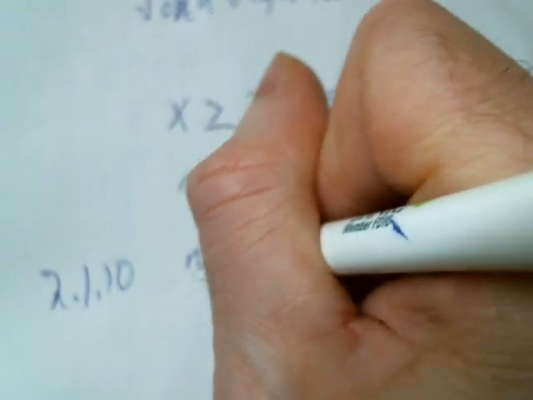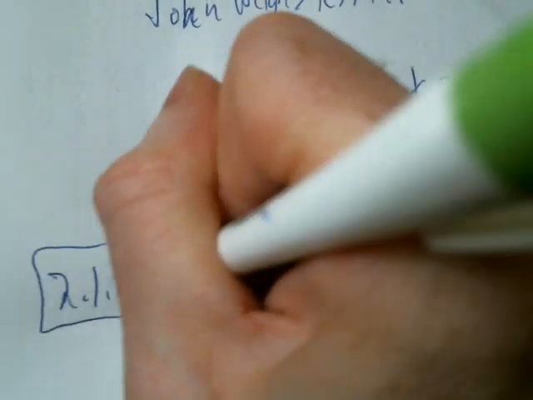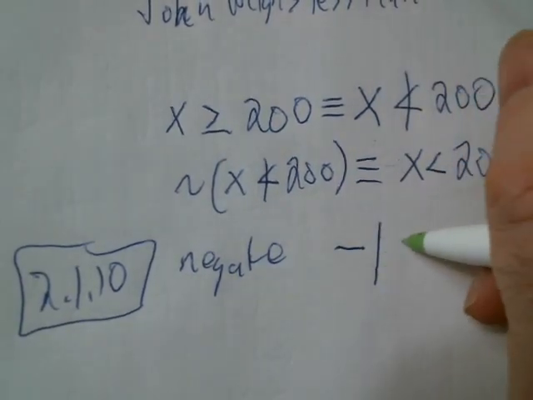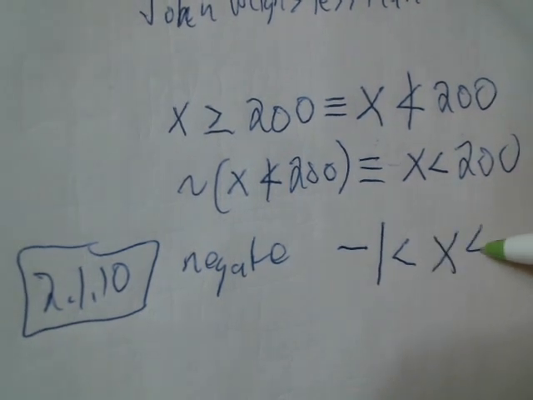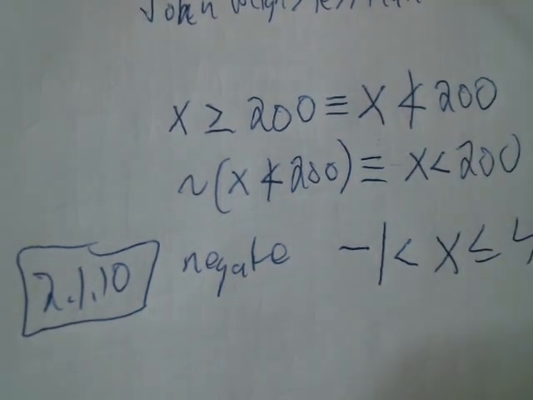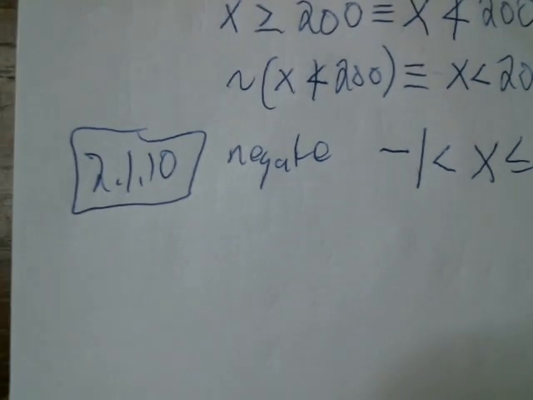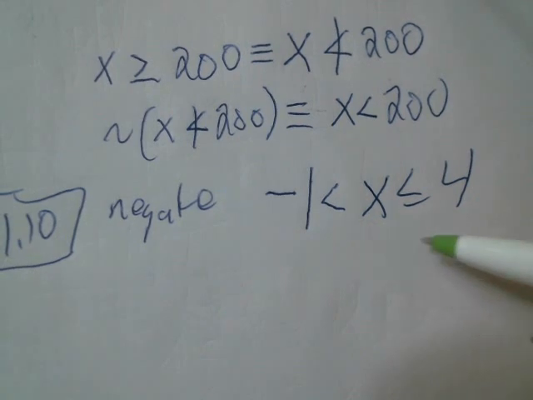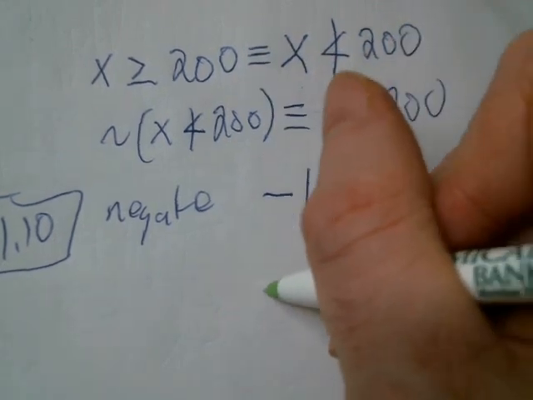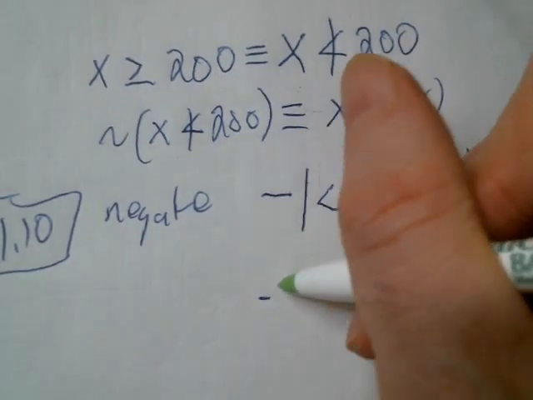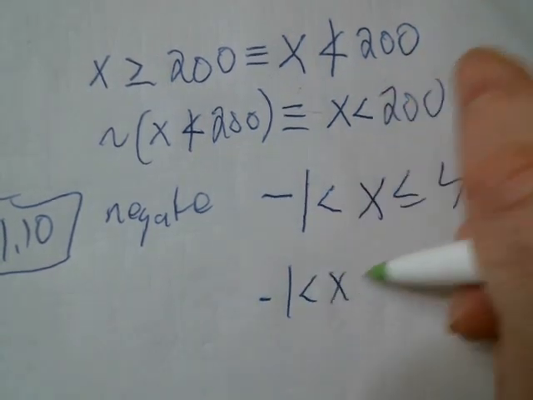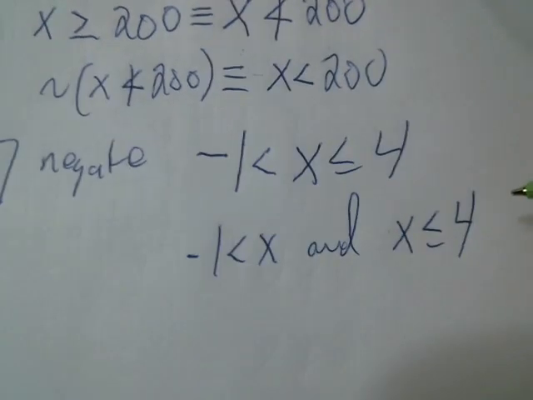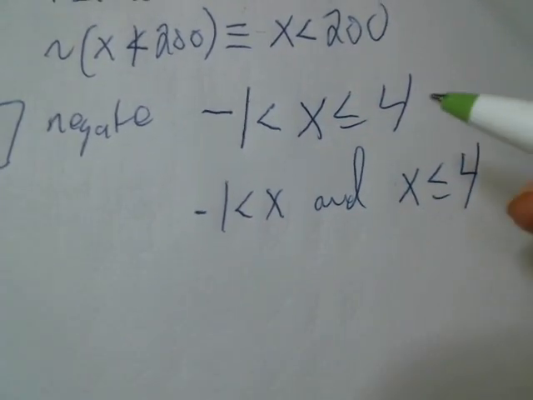2.1.10, we want to negate the statement -1 less than x less than or equal to 4. Okay. So let's go through and do this. This is an and statement, right? So from before, it's the same as writing -1 is less than x and x is less than or equal to 4. And then to negate this, you need De Morgan's rule.